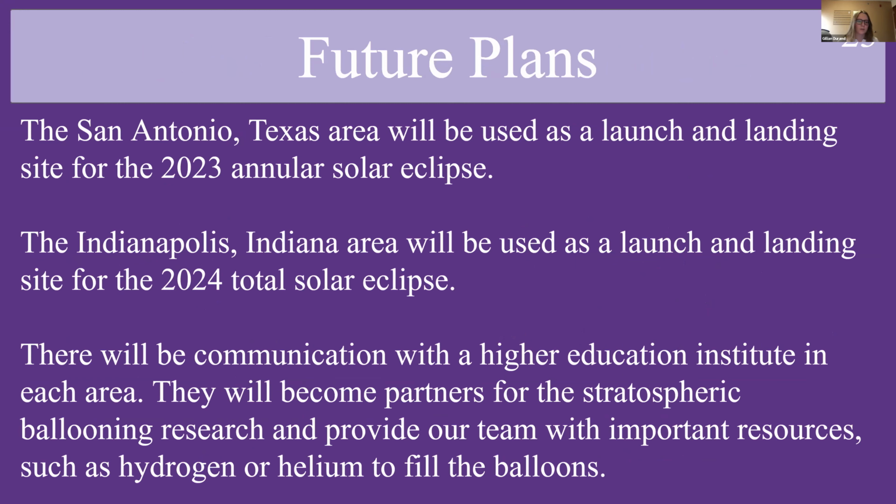Previously, our team performed 2 flights during a total solar eclipse in 2017, and we want to expand on this research. In 2023 and 2024, our team will be launching balloons in San Antonio, Texas, and Indianapolis, Indiana, to take the various measurements we listed throughout this presentation. We will be communicating and working with universities close to the launch sites. As our partners, they will help us complete the stratospheric research and provide resources such as a helium or hydrogen source that is vital to our flight.